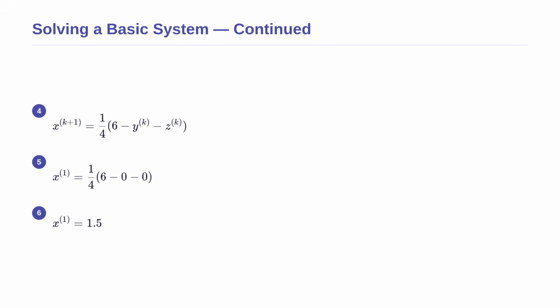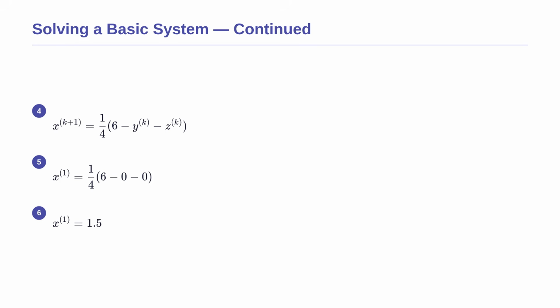Now that our system is set up, we can begin our first round of calculations. We have isolated the first variable, x, by moving the others to the right side and dividing by 4. We will use this formula to find our first updated value. We plug in our initial guesses of 0 for the old variables, y and z.